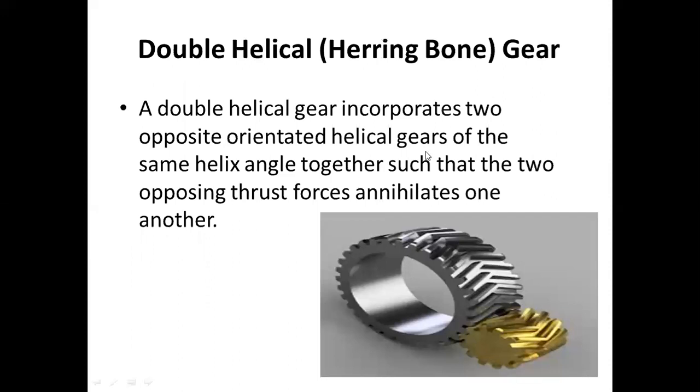This is the double helical gear, herringbone. Actually, it's a modern gear and it is something developed from the helical gear. It's called the double helical gear. The double helical gear incorporates two oppositely oriented helical gears of the same helix angle together, such that the two opposing thrust forces annihilate one another. The thrust force is reduced, and we are using this type of gear in racing cars.